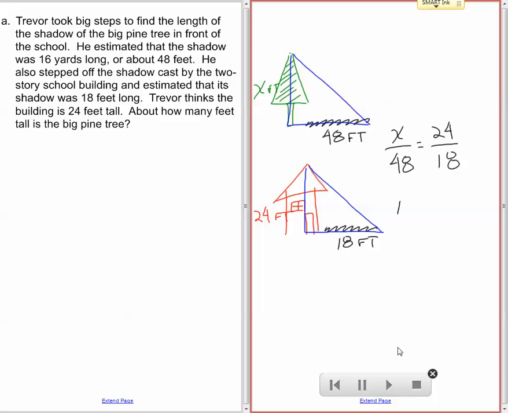From here, this proportion, you guys are very good at solving proportions. I'm definitely not worried about you once you get to this point. It's just a matter of setting it up. But we'll do cross products. 18 times x is equal to 48 times 24, and then divide both sides by 18. So the height of the tree is approximately 64 feet high.